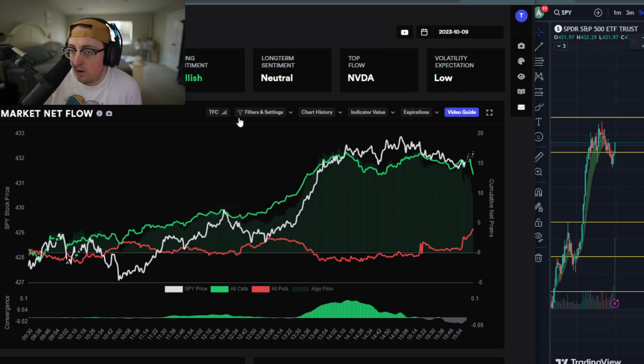For sure. Okay, so just going back to market net flow, one more thing that I needed to add about this chart. Actually, there's two things, and then I'm going to get into my strategy of what I look for in each trade, and then I can go over the example of today's trade.